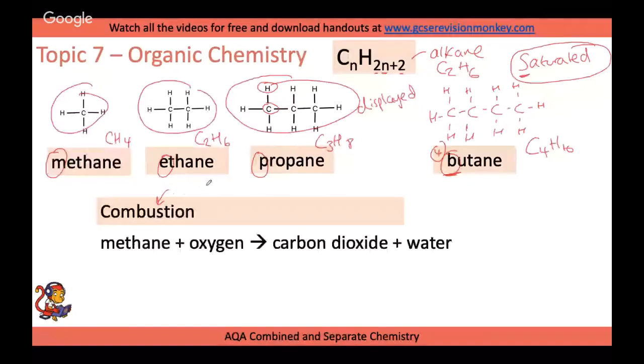Let's take methane, for example. When we burn methane, we're reacting it with oxygen in the air, and the products are always carbon dioxide and water. And obviously this can link to global warming. So ethane and oxygen would still make carbon dioxide and water, and propane and oxygen would still make carbon dioxide and water.